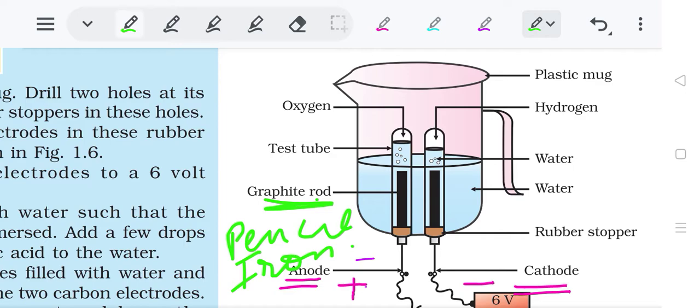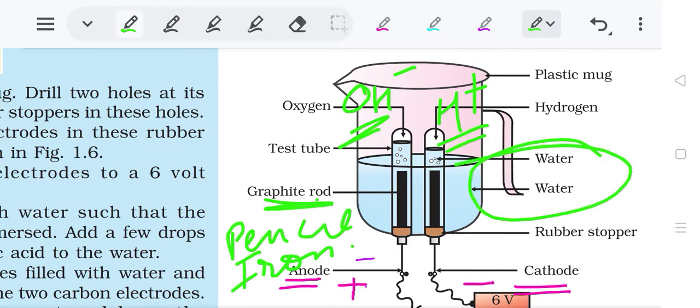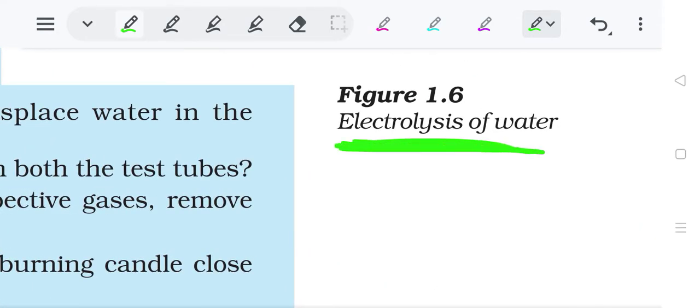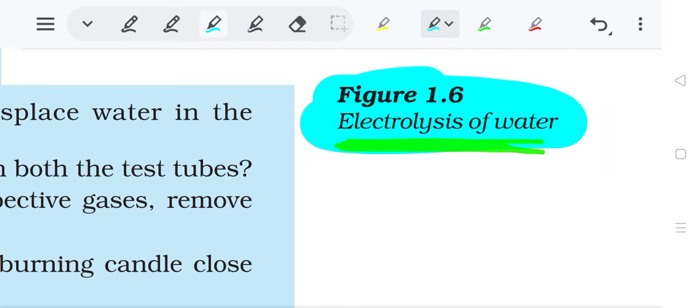So what you will observe is that on the positive side, outside, you will be getting OH negative ions deposited, and on the negative side you will be getting H positive ions deposited. So this is water here, hydrogen on the negative terminal and oxygen on the positive terminal, in a plastic mug. So this is electrolysis of water. This is an important thing, so keep in mind.